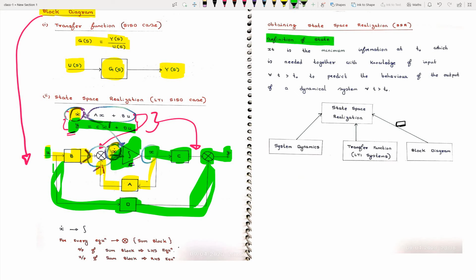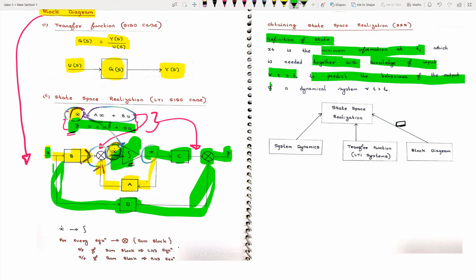Next, I included here the definition of state. It is a standard definition. In any book, you can find this definition. So what is state? It is the minimum information at initial time t0, together with knowledge of the input for all t greater than t0, to predict the behavior of the output of a dynamical system for all future time t greater than t0. This is the standard definition of state. Just pause the video and read it one or two times, and you'll get the definition.